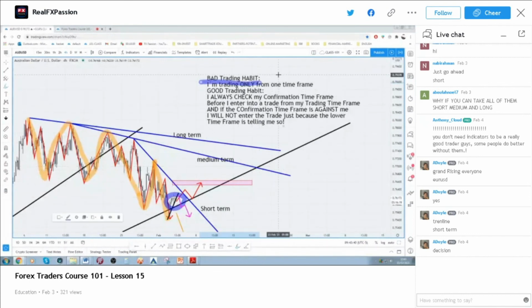Bad trading habit: I'm only trading from one time frame. And the good trading habit is I always check my confirmation time frame before I enter into a trade from my trading time frame. And if the confirmation time frame is against me, I will not enter the trade just because the lower time frame is telling me so.